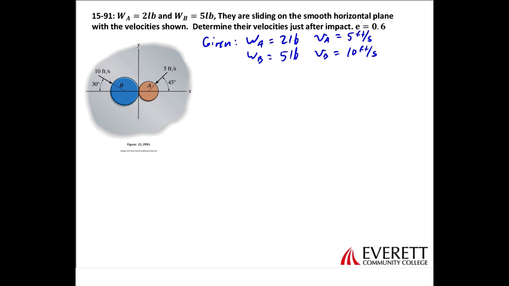And it has angles given to us as well. We have 45 degrees for A, and we have 30 degrees for B. We're also given the coefficient of restitution. The coefficient of restitution for this collision is going to be 0.6. So with all that information, we're supposed to determine their velocities just after impact. So we're supposed to find the velocity of A2 and the velocity of B2. That's going to be the velocity of the two of them right after impact.